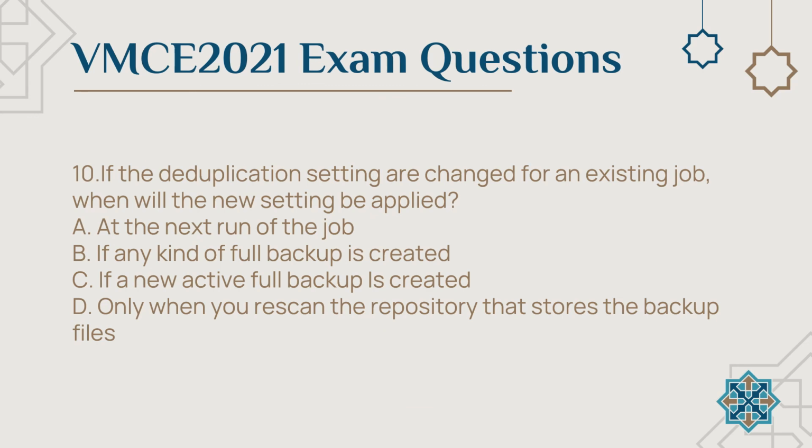10. If the deduplication settings are changed for an existing job, when will the new setting be applied? A. At the next run of the job. B. If any kind of full backup is created. C. If a new active full backup is created. D. Only when you rescan the repository that stores the backup files.